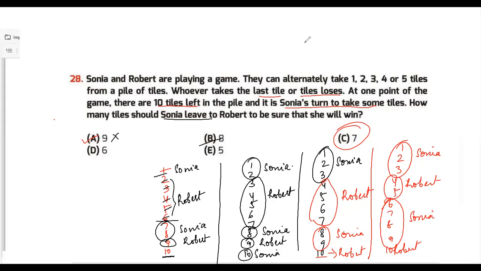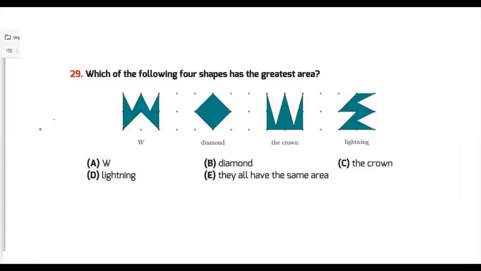So my answer for question 28 is option C. Question number 29. Which of the following four shapes has the greatest area?